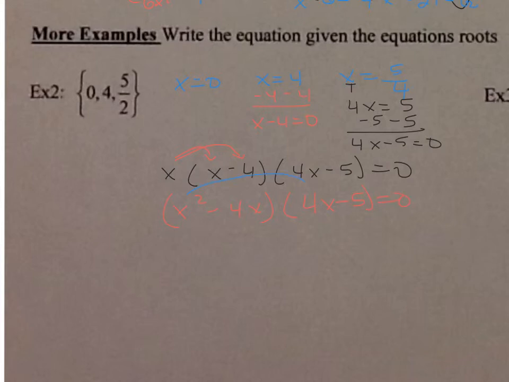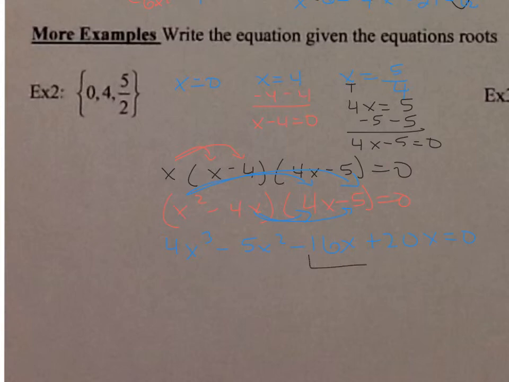X squared times 4x is 4x to the third. X squared times negative 5 is negative 5x squared. Negative 4x times 4x is negative 16x. And negative 4x times negative 5 is positive 20x. Remember, it's still equal to 0. The last thing would be to clean it up and combine any like terms we have.